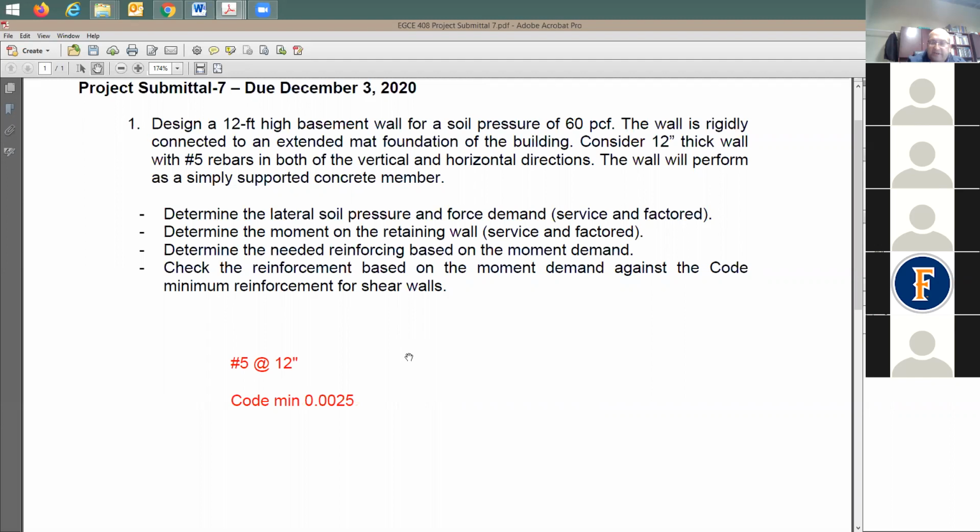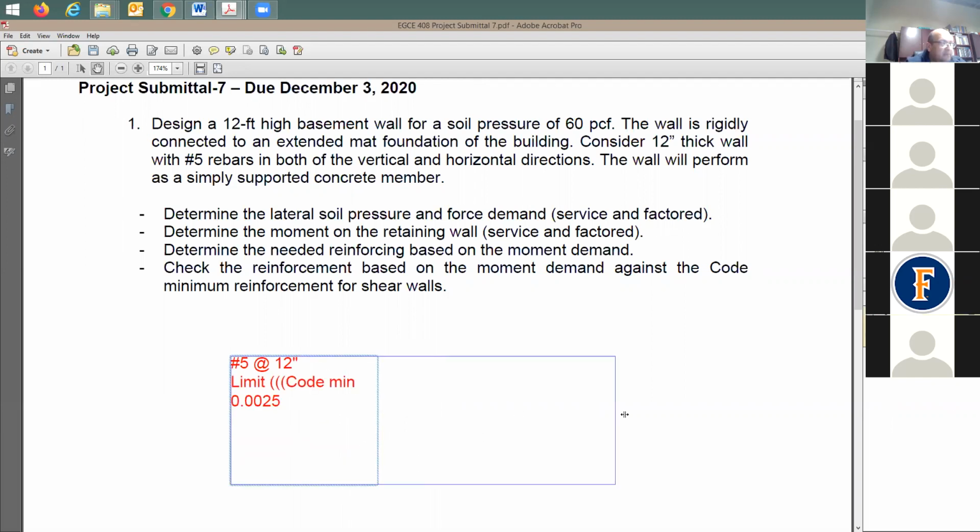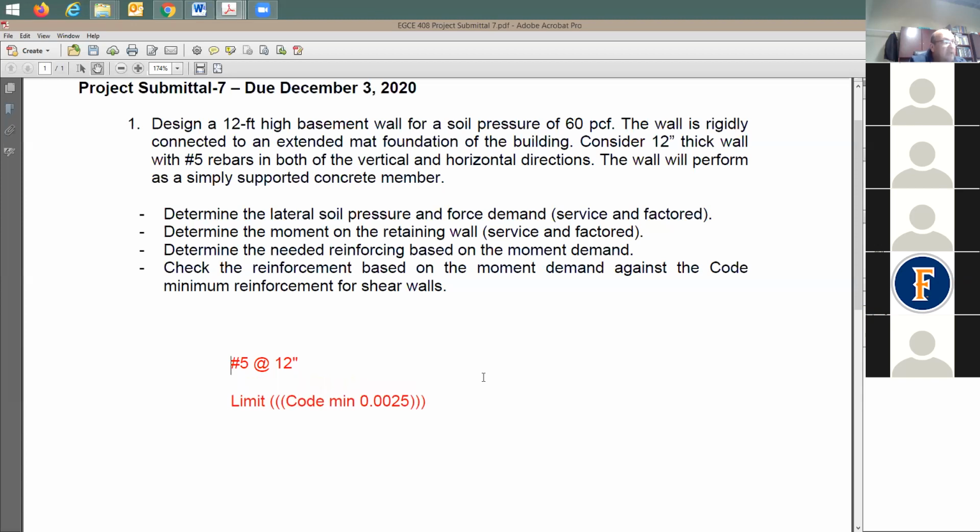Let's give you the steel ratio, right? So what is the steel ratio for number 5 at 12? This is going to be the limit. The limit is 0.0025. So how about for number 5 at 12? This is what I have provided in item number 3. I'd like to check it against this.